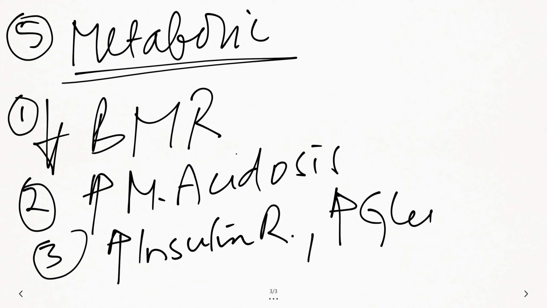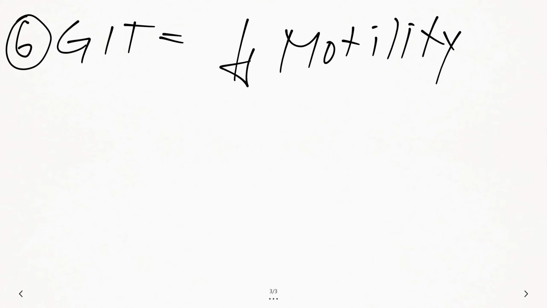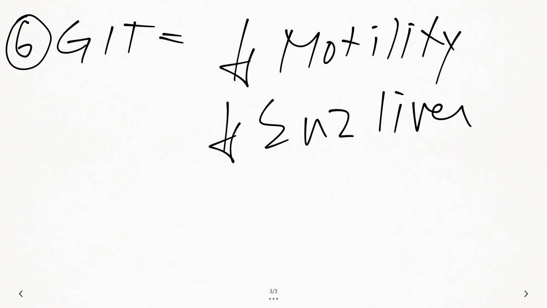Okay, well, let us go to another system. We can go to the GIT. What will happen in the GIT? Okay, so in the GIT, there will be reduced gut motility. This is number one. Okay, we will have also some problems with the enzymes of the liver. So the activity of the enzymes in the liver, as the liver is a part of the GIT, will also be reduced. All the enzymes actually will be reduced in activity, and the GIT will be very lazy.